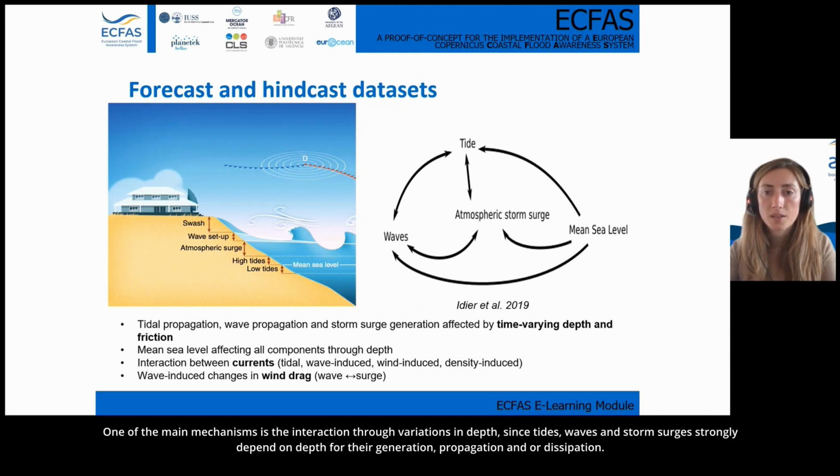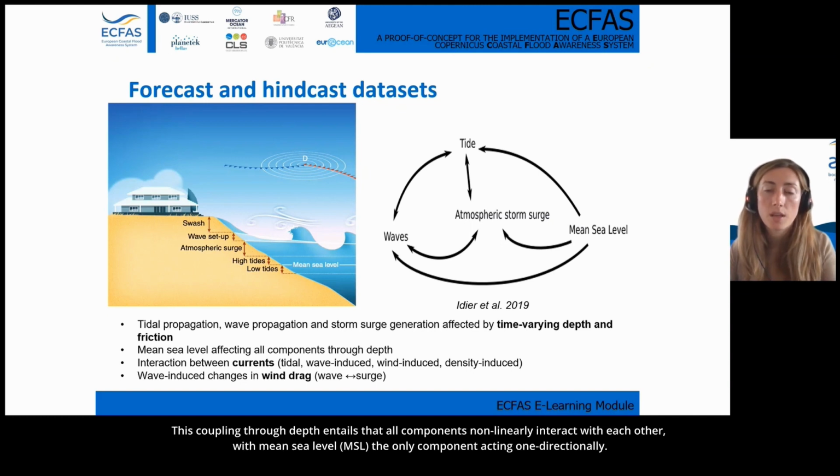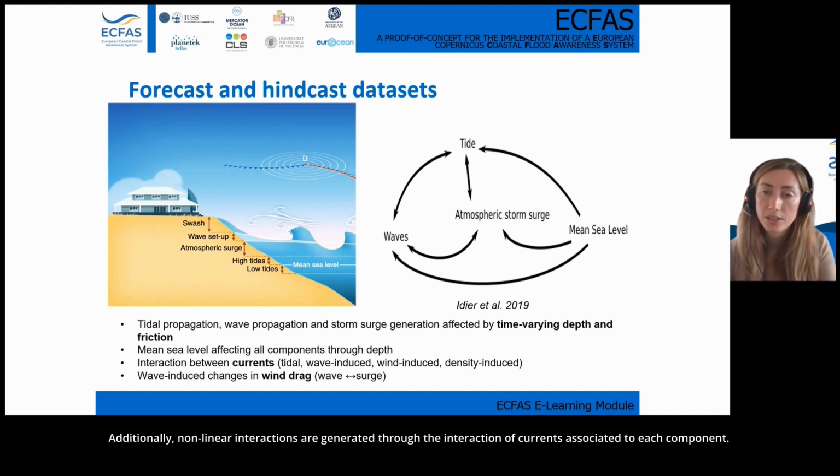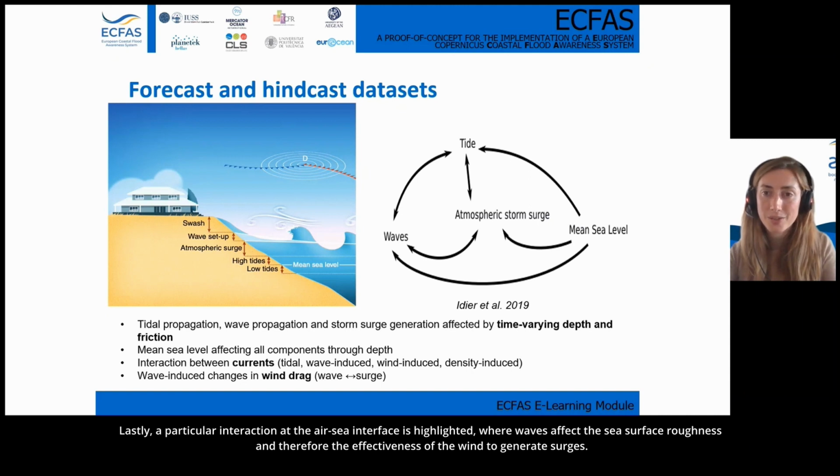One of the main mechanisms is the interaction through variations in depth, since tides, waves, and storm surges strongly depend on depth for their generation, propagation, and/or dissipation. This coupling through depth entails that all components nonlinearly interact with each other, with mean sea level the only component acting unidirectionally. Additionally, nonlinear interactions are generated through the interaction of currents associated with each component. Lastly, a particular interaction at the air-sea interface is highlighted, where waves affect the sea surface roughness and therefore the effectiveness of the wind to generate surges.